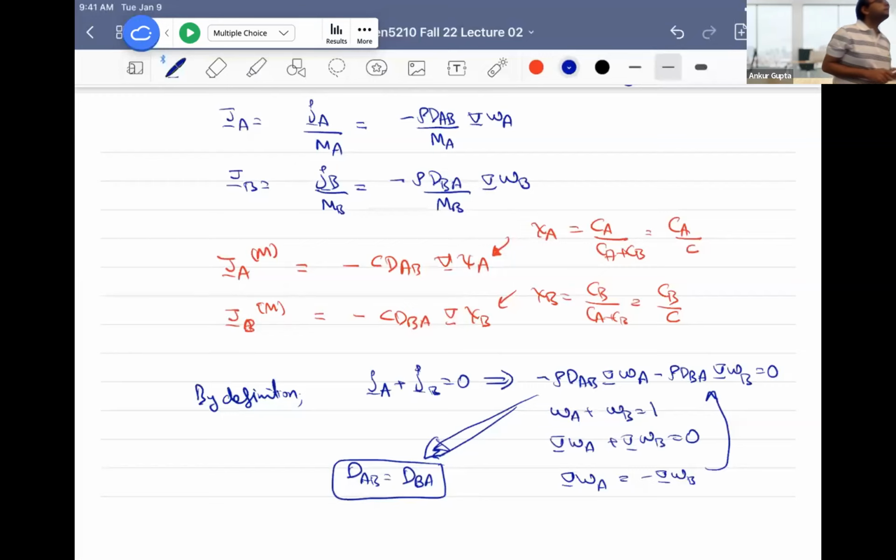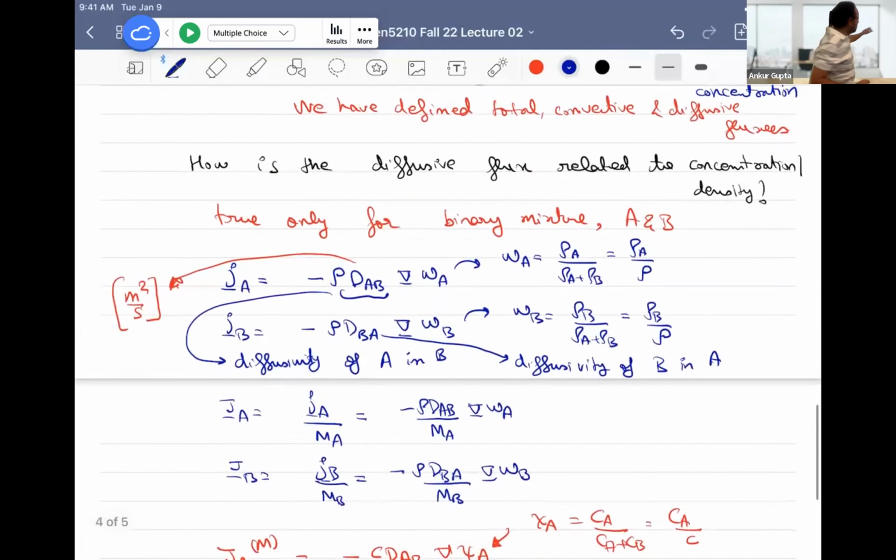Yes, please. Yeah, that's a great question. Because we only have two components, A and B, omega A is rho A by rho and omega B is rho B by rho. So if you add them, you get rho A plus rho B by rho, which is rho by rho. Any other questions? Please feel free to ask anything, if anything is confusing or the formulas are confusing.